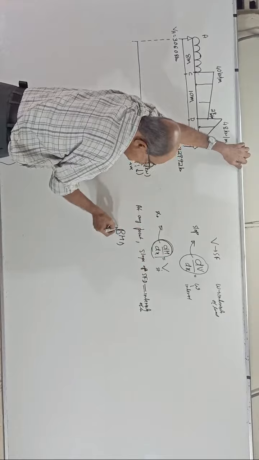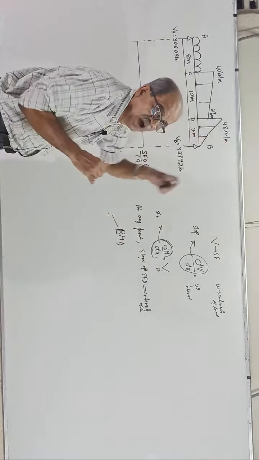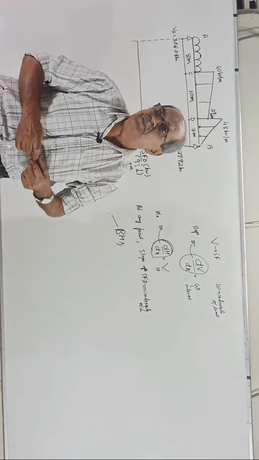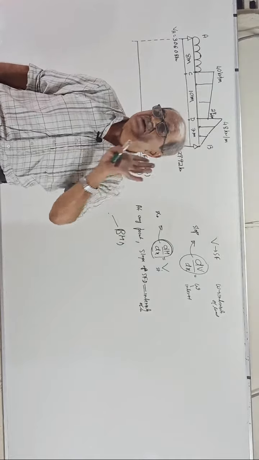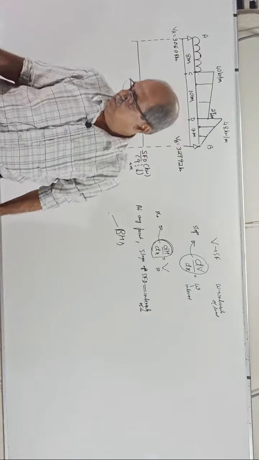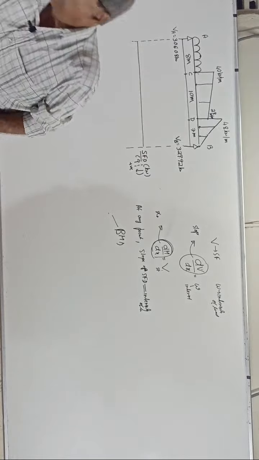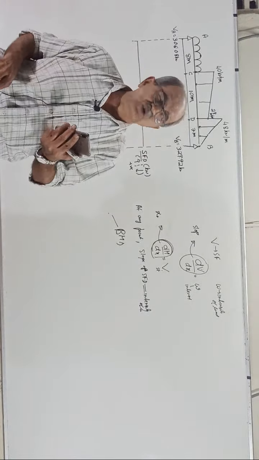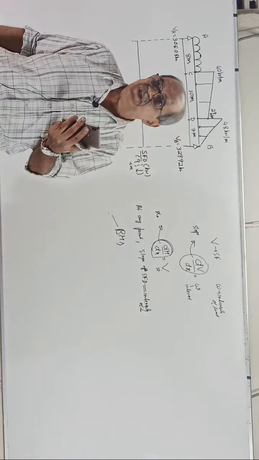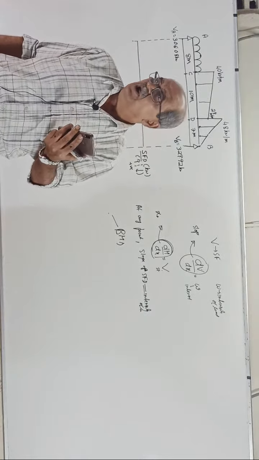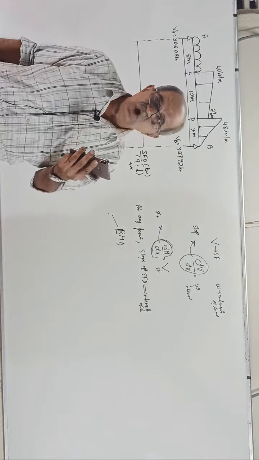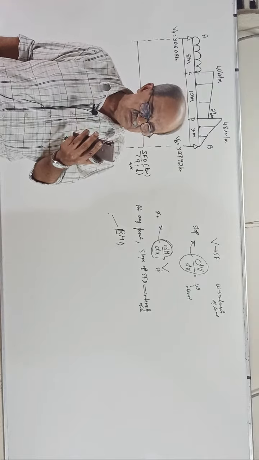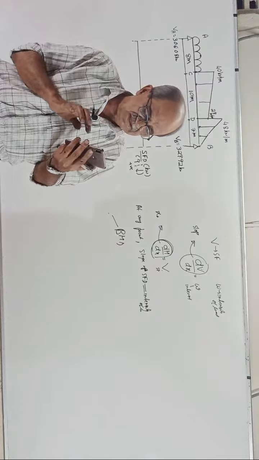So slope. When you got a BMD problem, to decide the type of curve, what do you have to see? Slope, correct. Slope means what? For BMD, slope first. Further I will not ask.